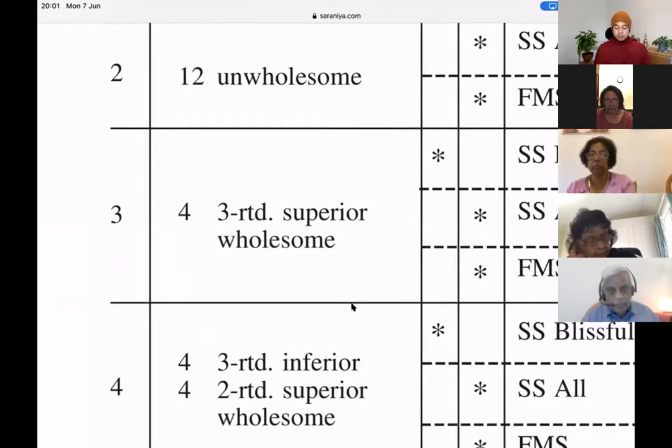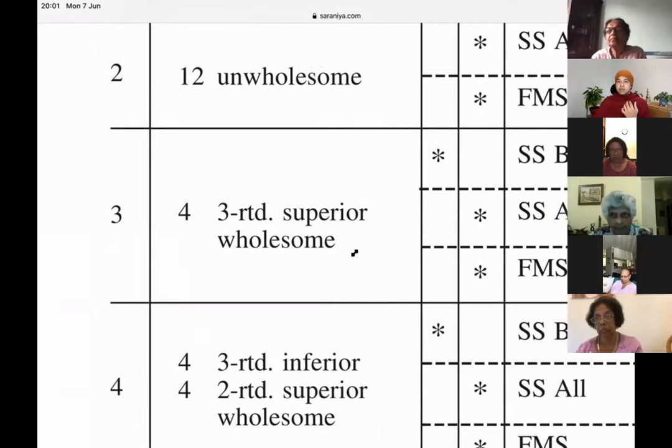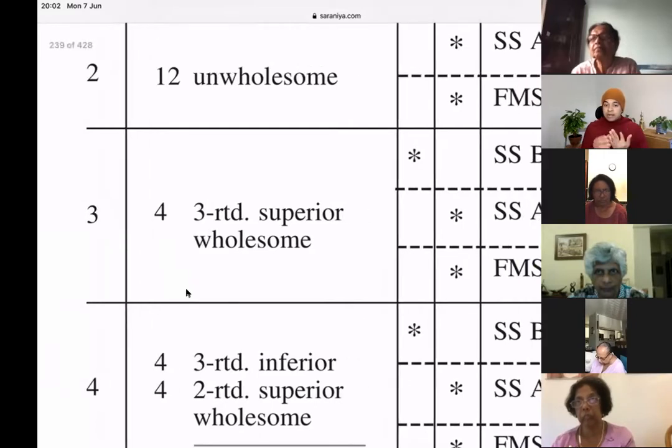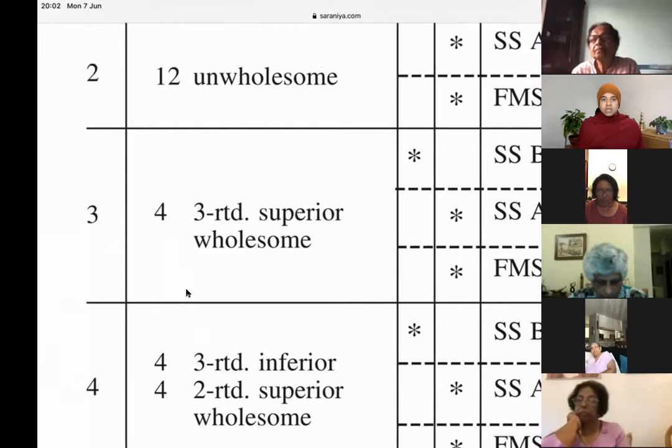Now, three-rooted superior wholesome means, for a karma, three roots: alobha, adosa, amoha. But this is not normal alobha, adosa, amoha. This is a karma that has been performed with utmost knowledge and understanding. It is not just something which has been done because your parents told you how to do it. No, this has power in it, right?